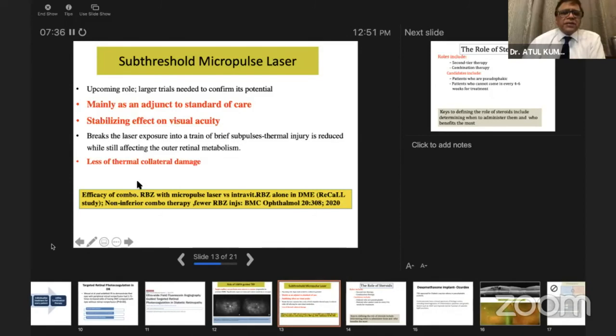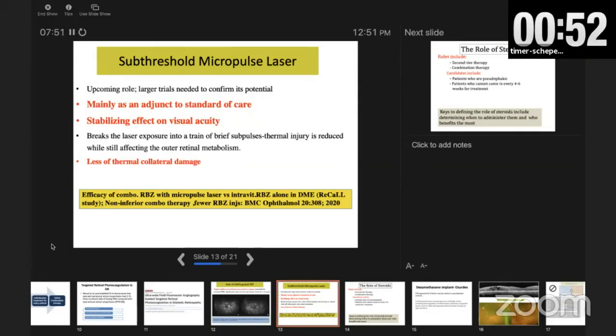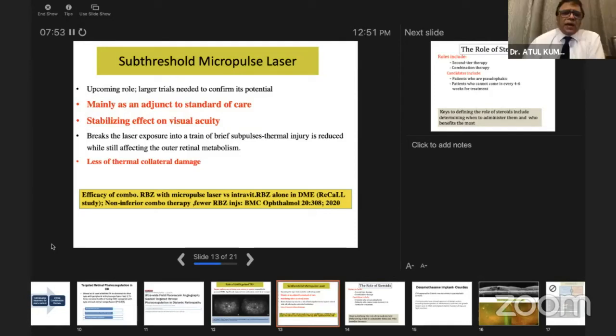There's another treatment for non-responders, after anti-VEGFs, after steroids, after control of diabetes, after peripheral laser. You also have in your hand another option, which is subthreshold micropulse laser. It probably has some partial role, and it may be an adjunct to the standard of care which is already there. So it's not going to be a primary treatment. It may have a stabilizing effect on visual acuity. More work needs to be done.